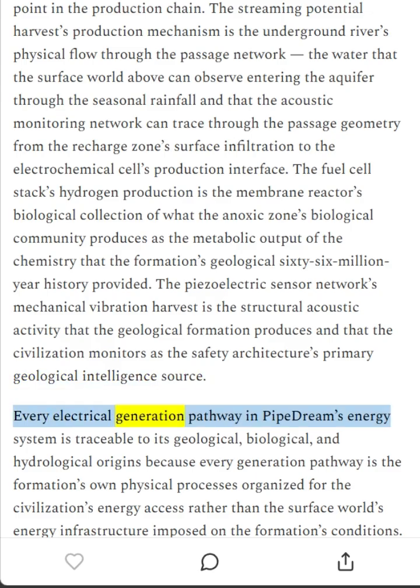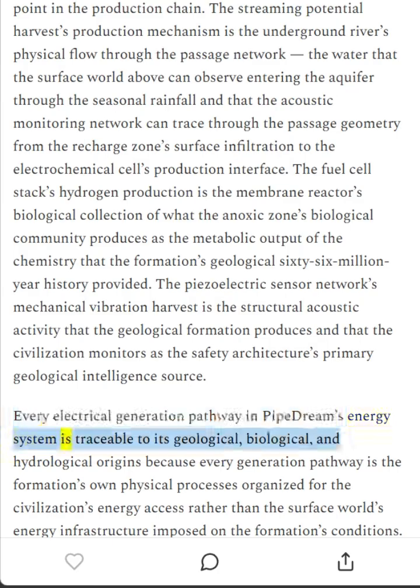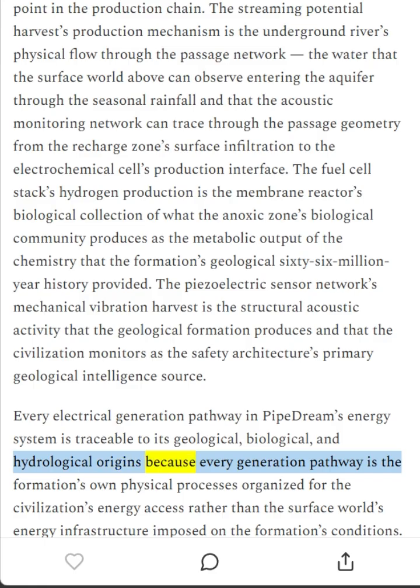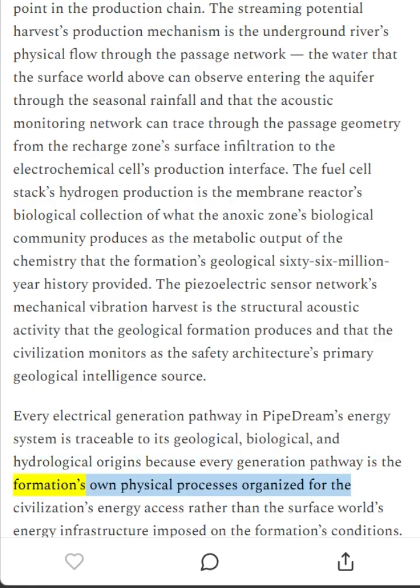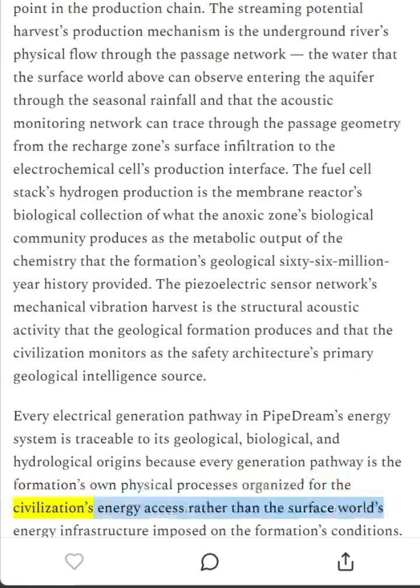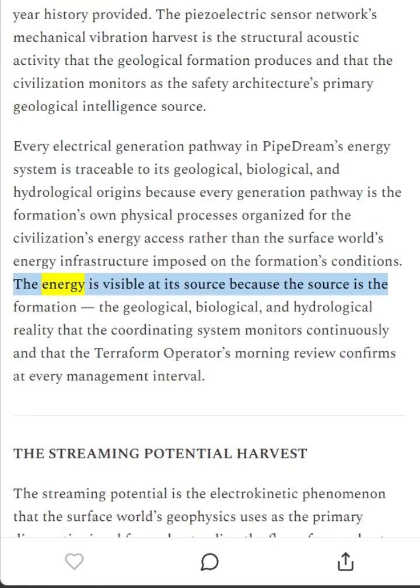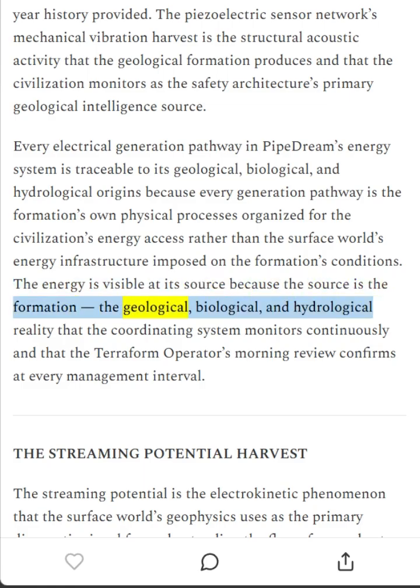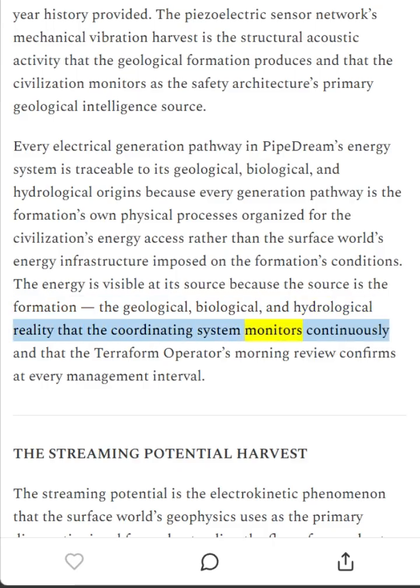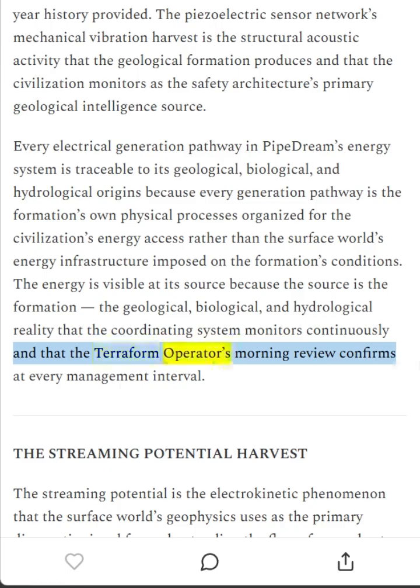Every electrical generation pathway in Pipedream's energy system is traceable to its geological, biological, and hydrological origins because every generation pathway is the formation's own physical processes organized for the civilization's energy access, rather than the surface world's energy infrastructure imposed on the formation's conditions. The energy is visible at its source because the source is the formation, the geological, biological, and hydrological reality that the coordinating system monitors continuously and that the Terraform operator's morning review confirms at every management interval.